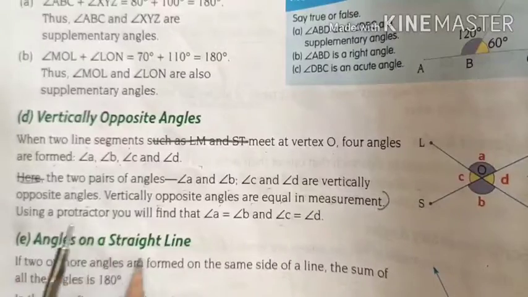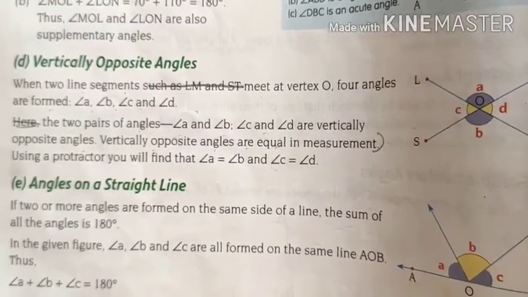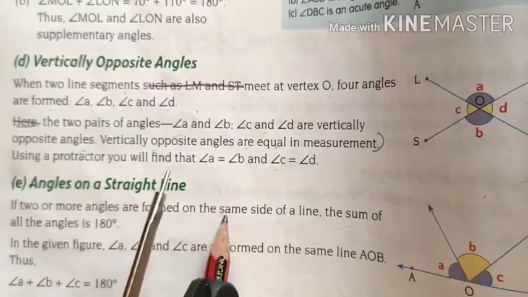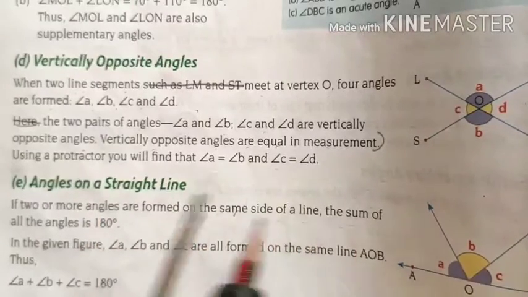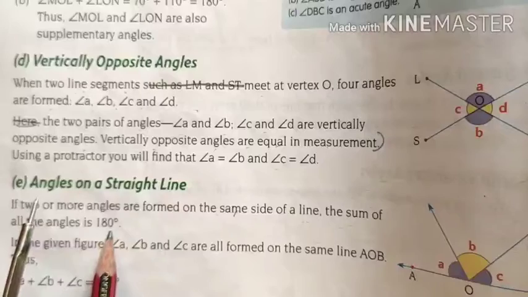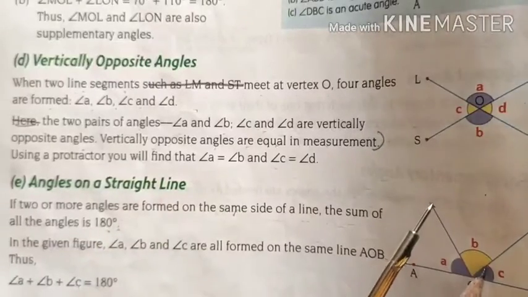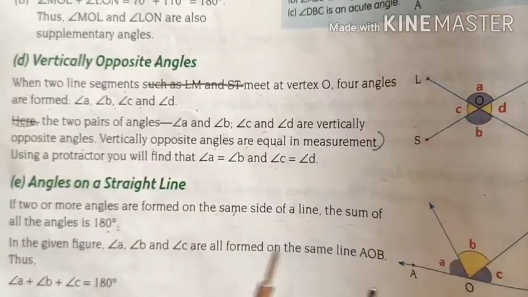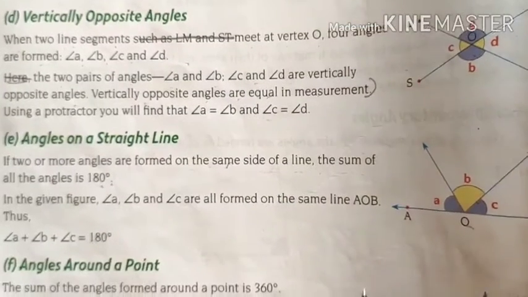Then E, angles on a straight line. So if two or more angles are formed on the same side of the line, the sum of all the angles is 180 degree. Only up to here we will write, we will draw this diagram. Here we will draw this diagram, just given in front of this.